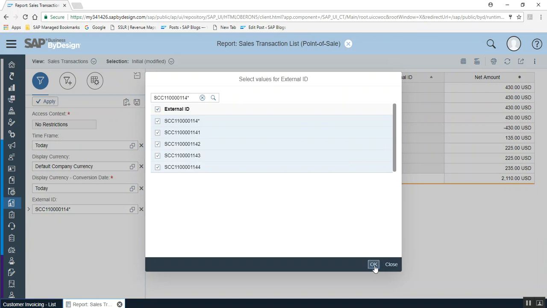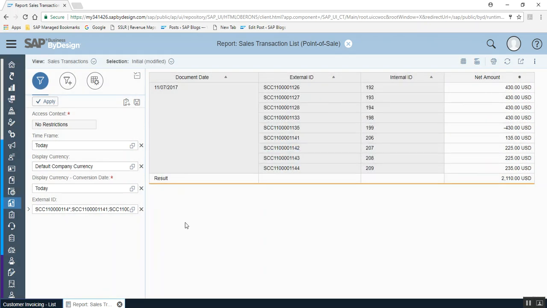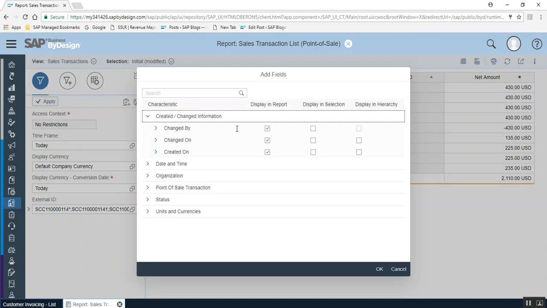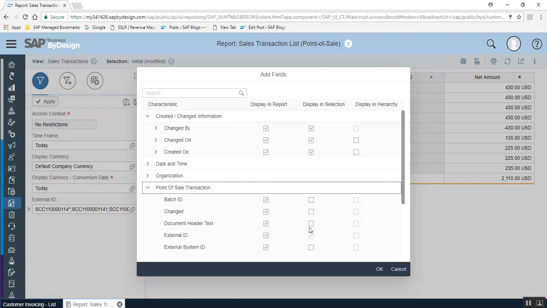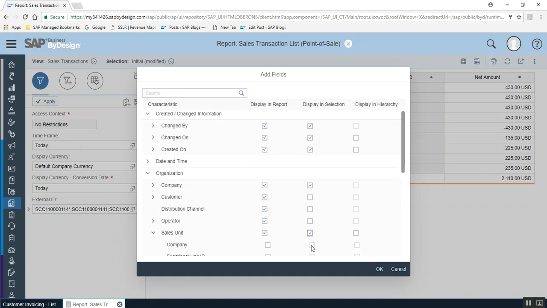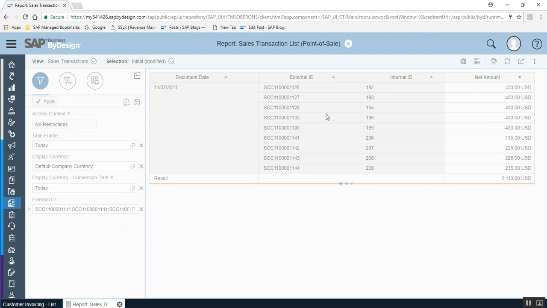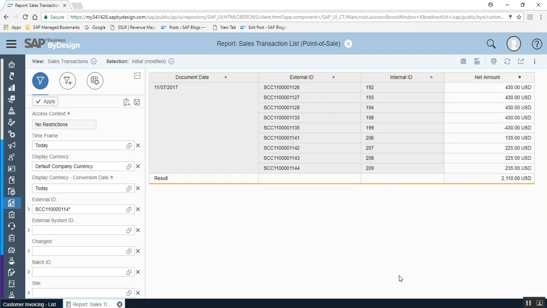Let's include all the transactions. These are the transactions that we are interested in, and you can also include several other fields if you're interested: organization details, point of sales, batch ID or external system ID, organization, company, sales unit, sales organization, site, and other details, and they will come up in the report. So that concludes the transactions in Business by Design.